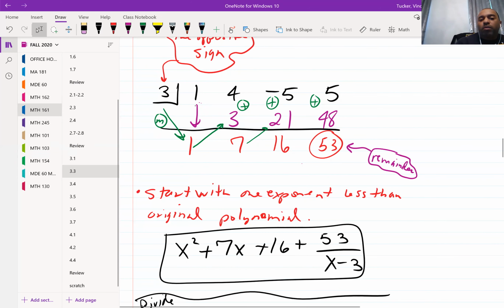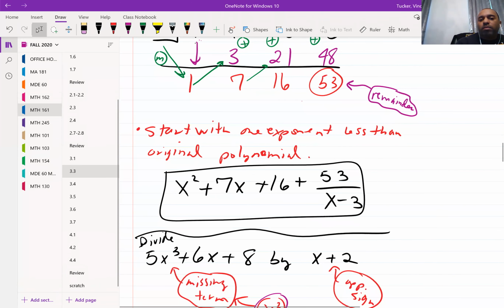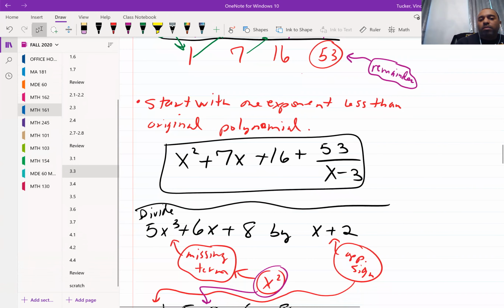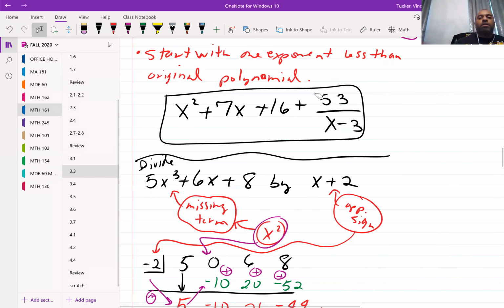All right, going to scroll up. All right, so let's look at another one. We have 5x cubed plus 6x plus 8. We're going to divide that by x plus 2.